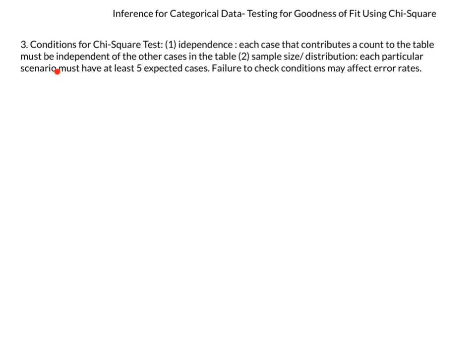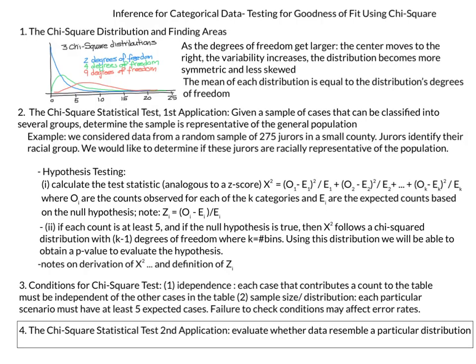Each particular scenario must have at least 5 expected cases, and failure to check these conditions may affect error rates. Last, we'll look at a second application of the chi-squared distribution. We'll evaluate whether a data set resembles a particular distribution, such as the normal distribution.